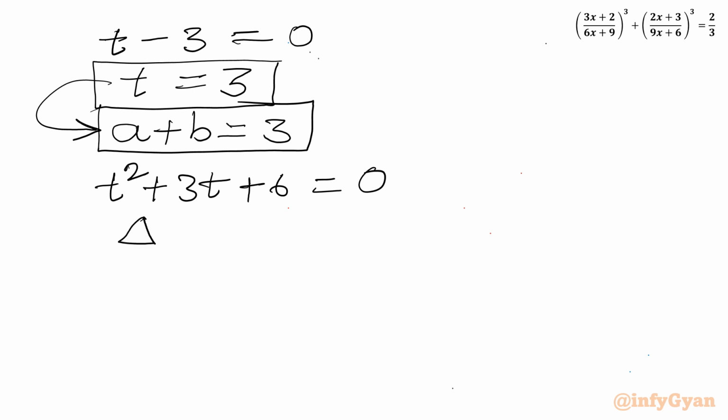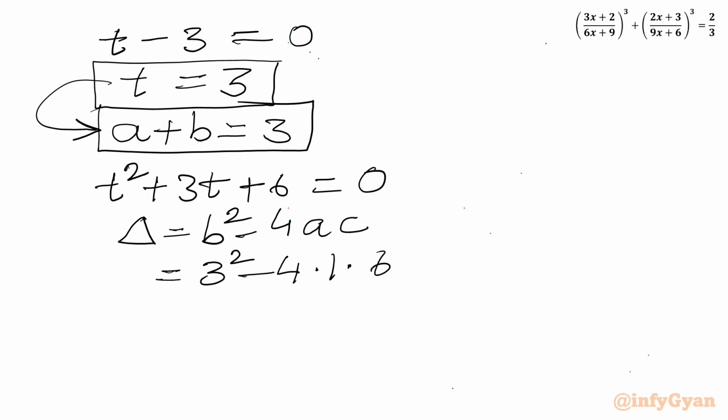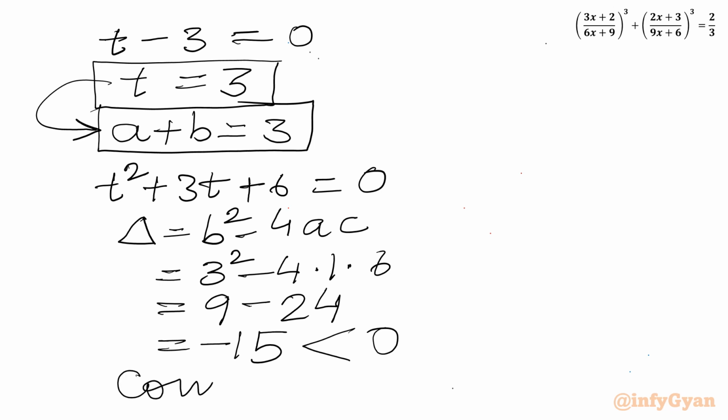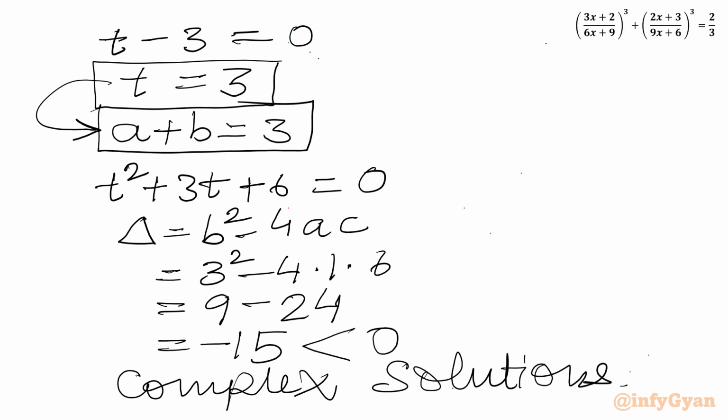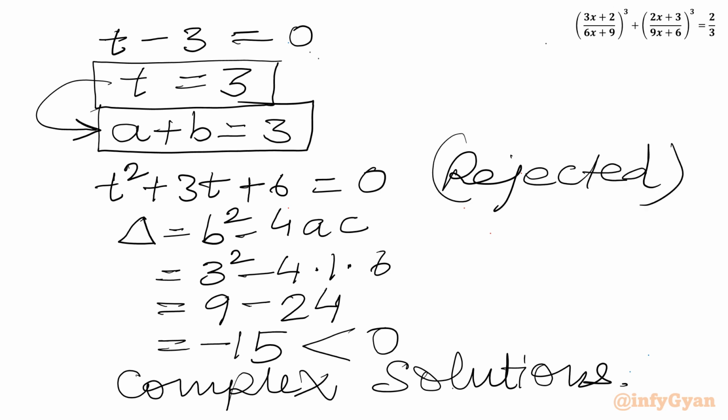I will check the discriminant value only. It is b square minus 4ac. So 3 square minus 4 times 1 times 6. So 9 minus 24, which will give us negative 15. The discriminant is negative. It will generate complex solutions. So we can reject this quadratic equation. Rejected. So a plus b equal to 3 will be the accepted one.